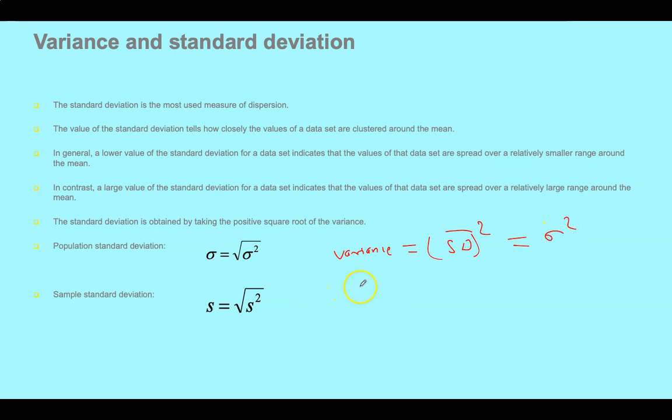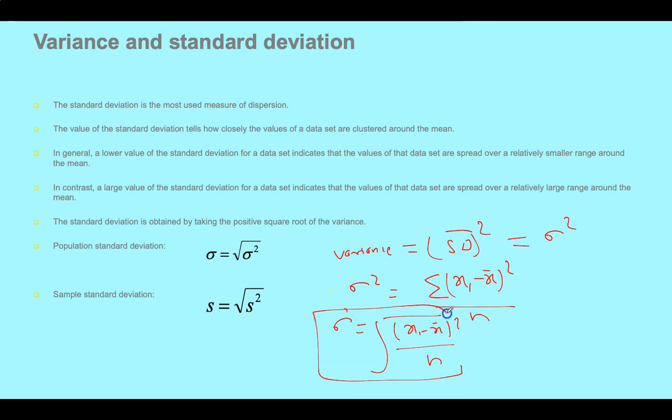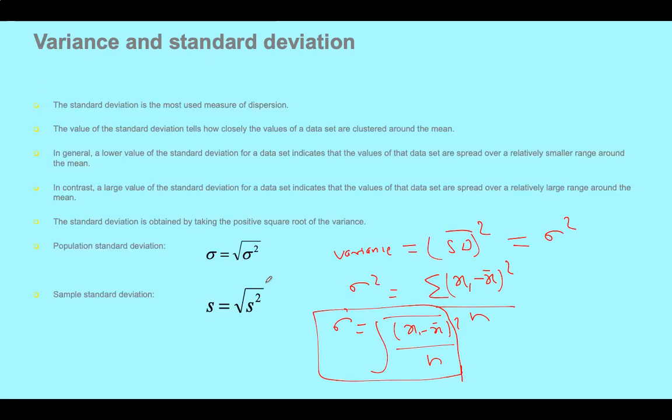So we can calculate variance as the sum of the square of deviation from the mean, that is, (x minus x mean) whole square divided by n. This is called variance. And standard deviation is nothing but the square root of this, that is, the square root of (x1 minus x mean) whole square by n. That is called standard deviation. This is the population standard deviation, and then we have the sample standard deviation. So we understood variance and standard deviation.